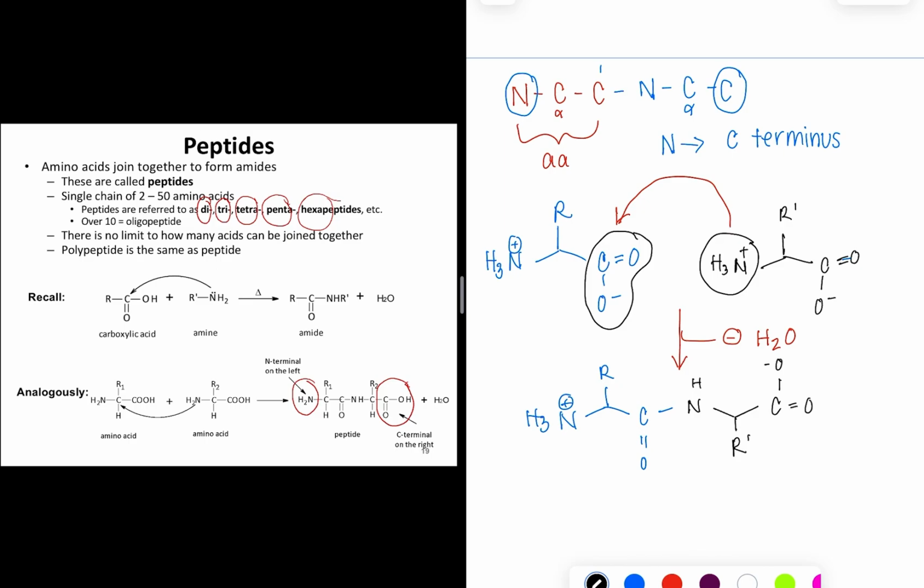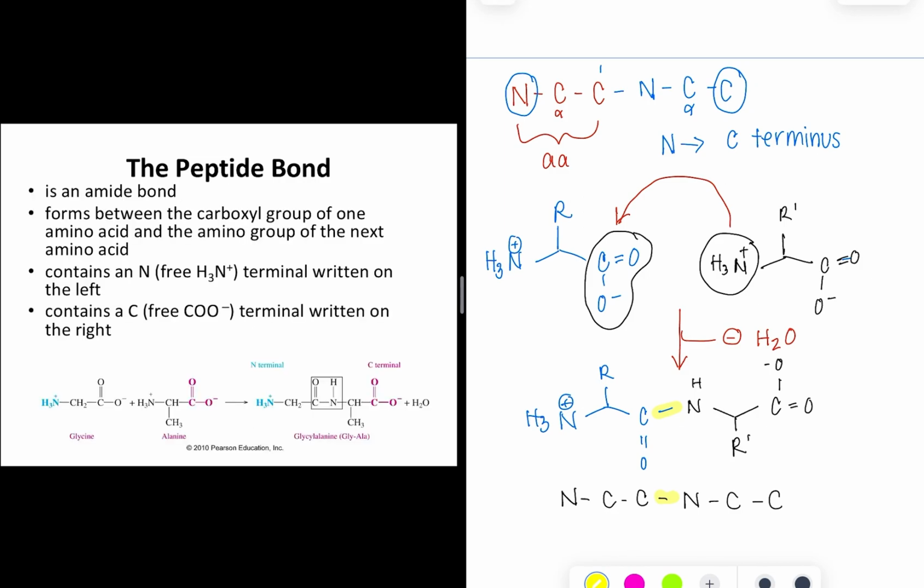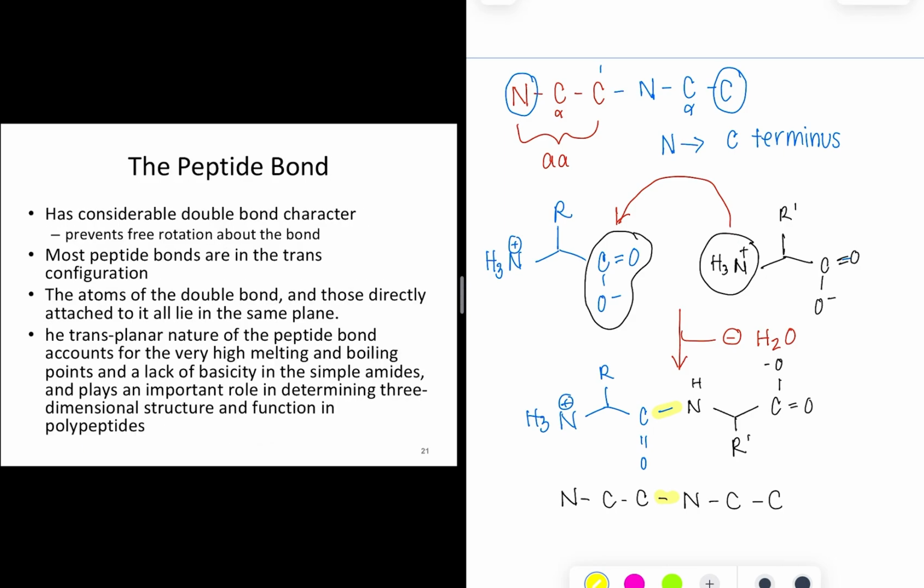And then I have my C terminal. So the amide bond is right there between the carbon and the nitrogen. And again, that's why I drew this initially as an abbreviation of N, C, C, N, C, C. My amide bond, again, is right there. We already went over all of this. I'm going to skip this slide.